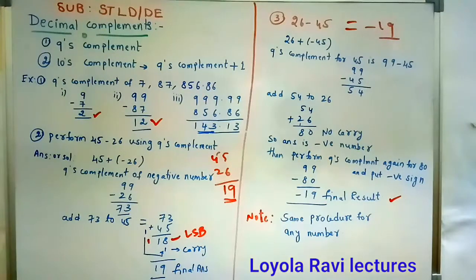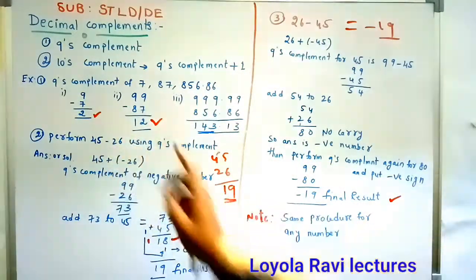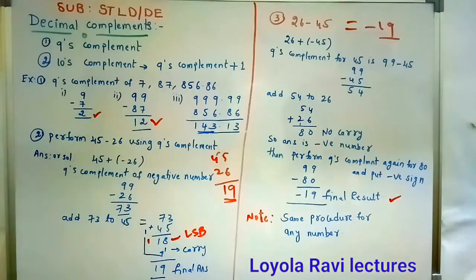So any operation you can perform. It may be single digit, double digit, or triple digit, with fractions, without fractions, any number. The procedure is the same when we are subtracting a larger number from a smaller number, or a smaller number from a larger number. Okay, this is the 9's complement. Same procedure for any number of digits. Okay, then you will go for the 10's complement.